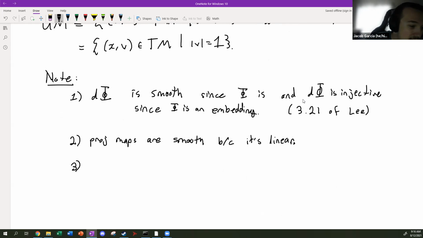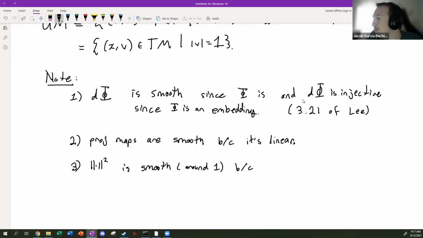The last thing is that the square of the norm is smooth around 1, because we can write it down and we know what it looks like when you take the Jacobian. Similar to the above, it's a polynomial. And polynomials are smooth. It's the square and the square root that cancel.